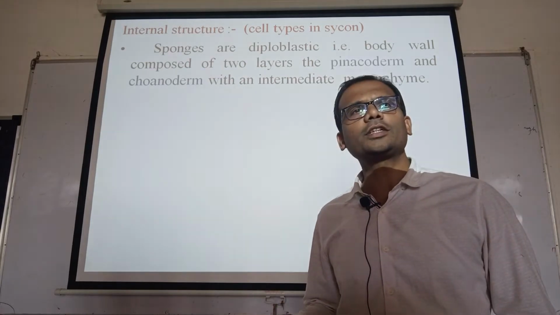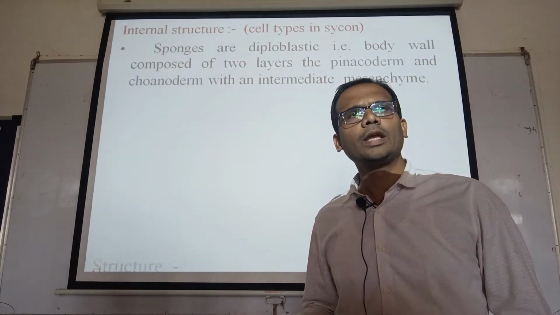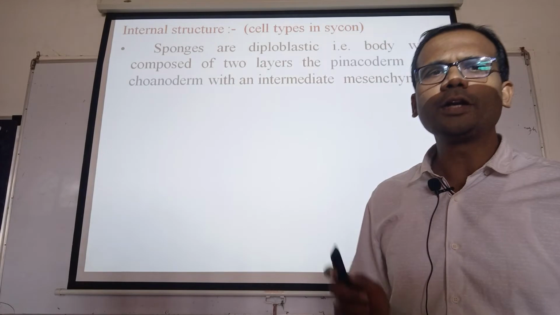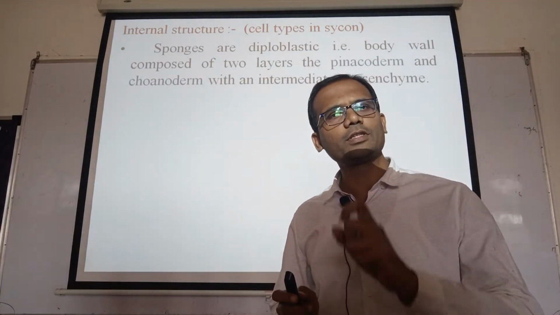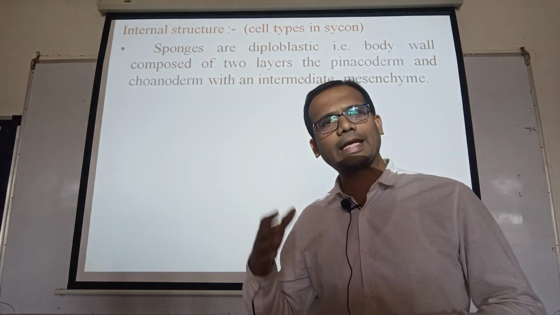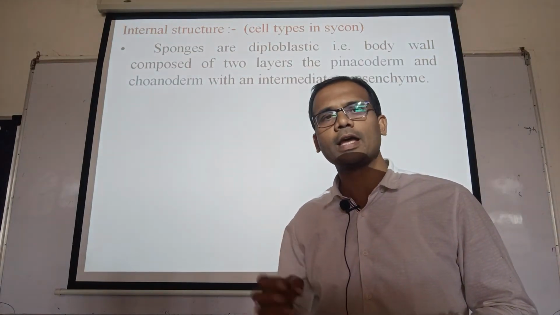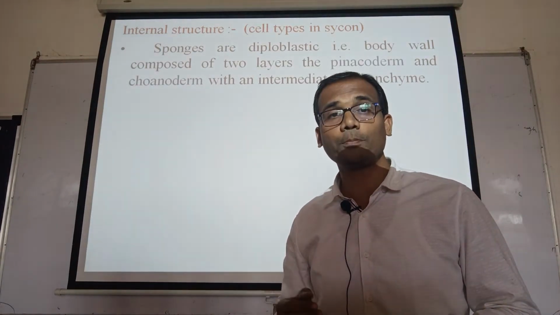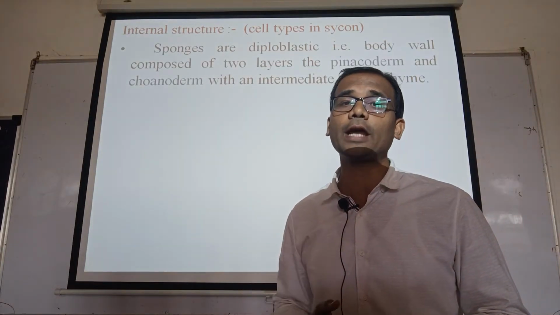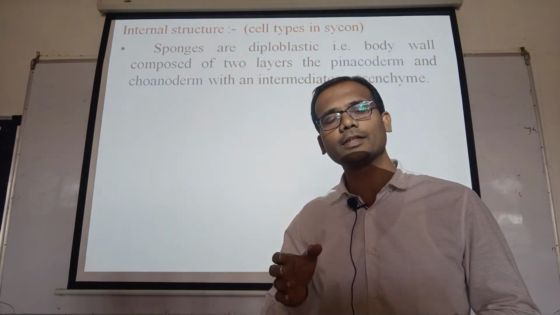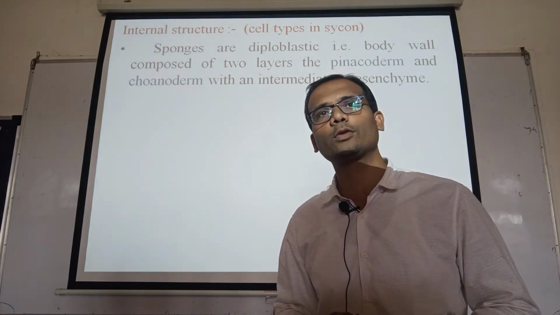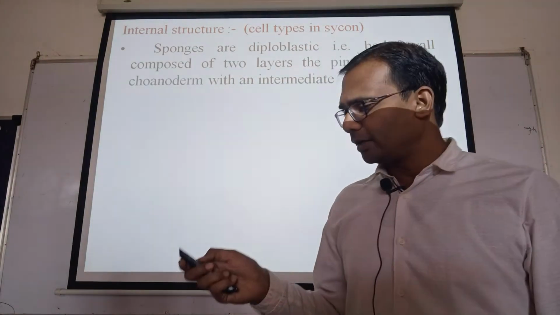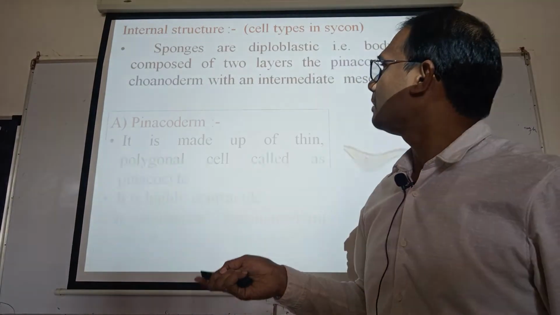Then the internal structure. Porifera animals are diploblastic, meaning two germ layers are present. The outer layer is called the pinacoderm, because it consists of pinacocytes, and the inner layer is called the choanoderm, because it consists of choanocytes. In between them there is the mesenchyme.